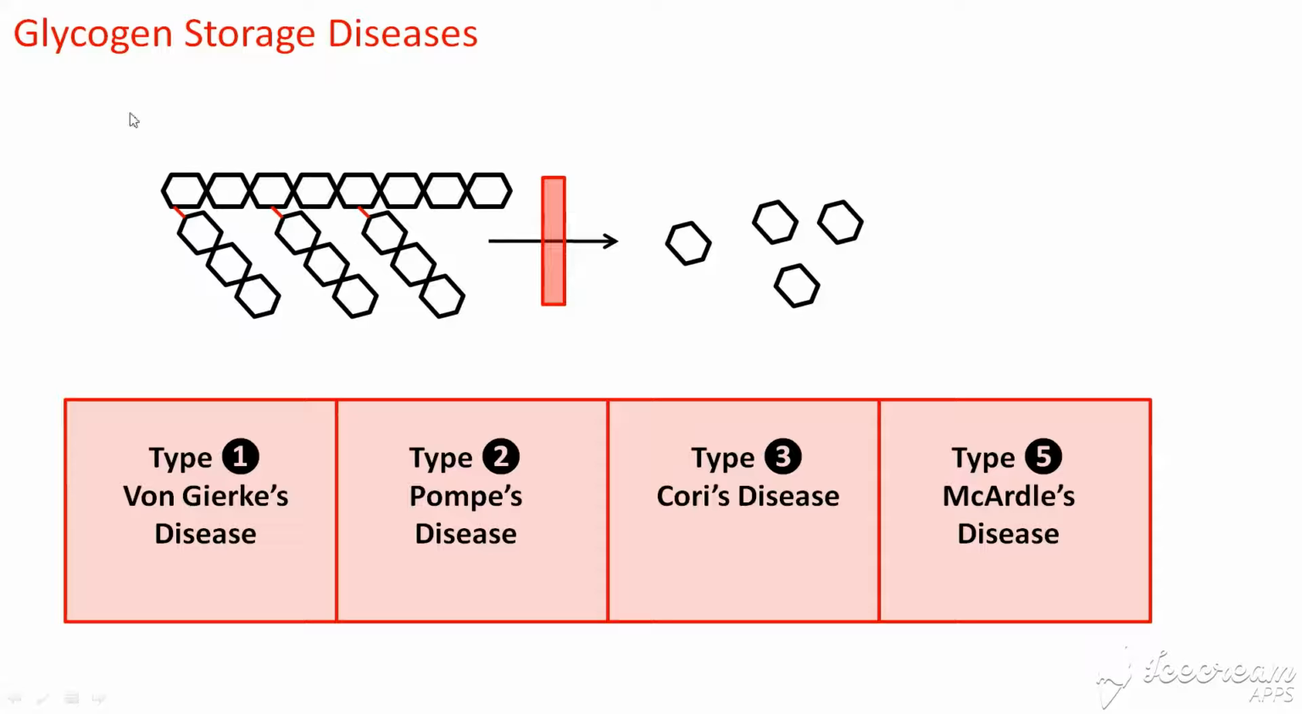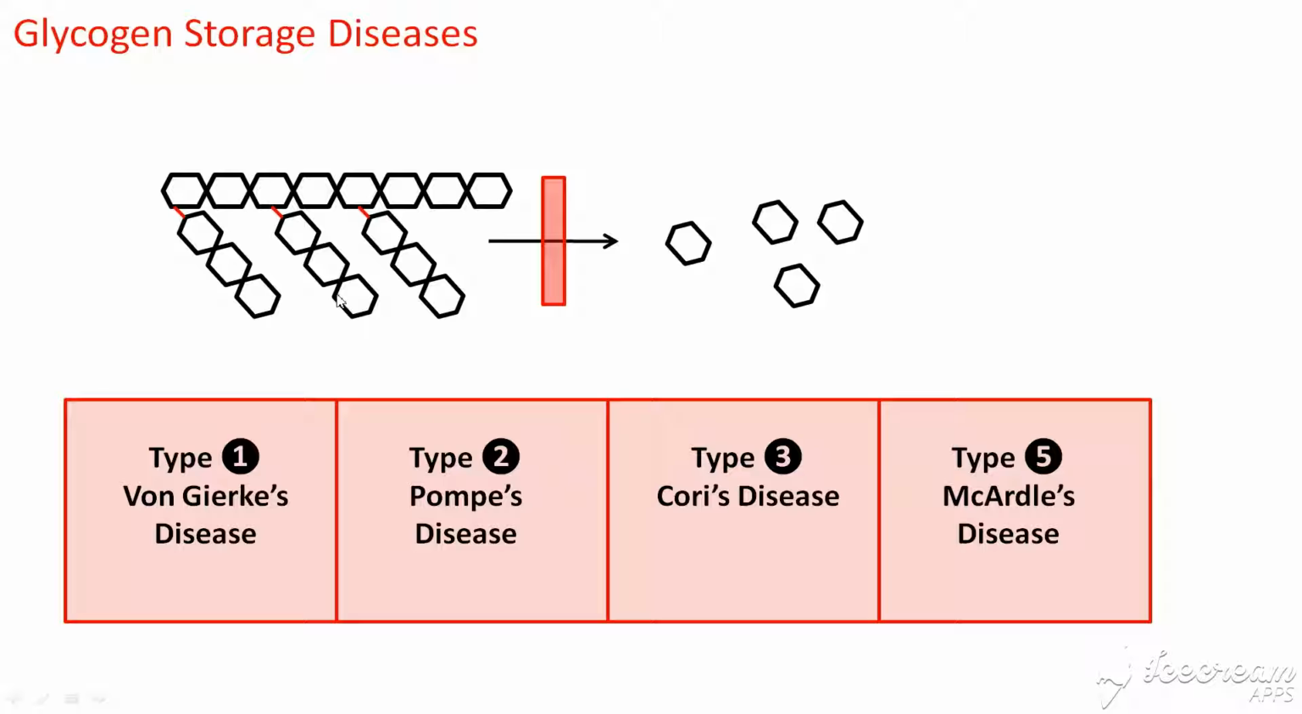Okay, so in this video, we're going to be talking about the glycogen storage diseases. So glycogen storage diseases are a group of autosomal recessive disorders in which there is a defective breakdown of glycogen into glucose. So our liver cells can't break down glycogen into glucose.